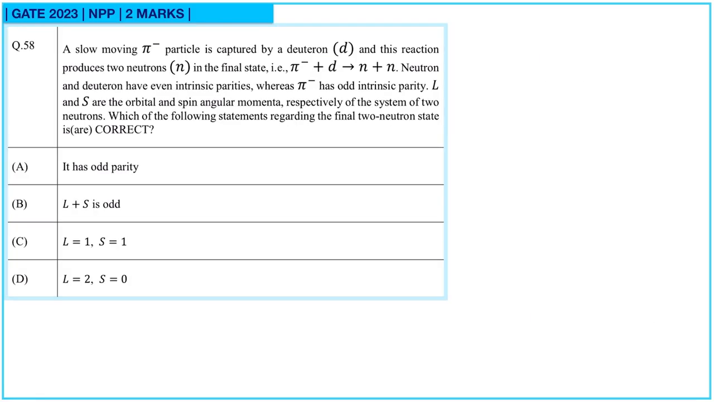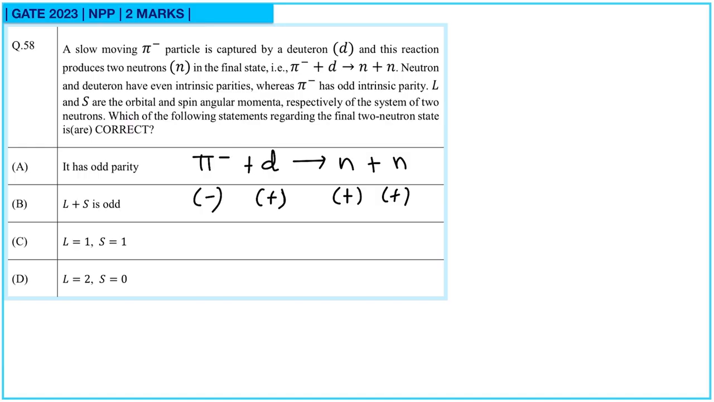Next, a slow moving pi particle is captured by a deuteron in this reaction, and this reaction produces 2 neutrons in the final state. So this is given: pi minus plus deuteron gives neutron plus neutron. Neutron and deuteron have even intrinsic parities, so parity is plus for the neutron, and for the deuteron as well plus. Whereas pi minus has odd intrinsic parity.